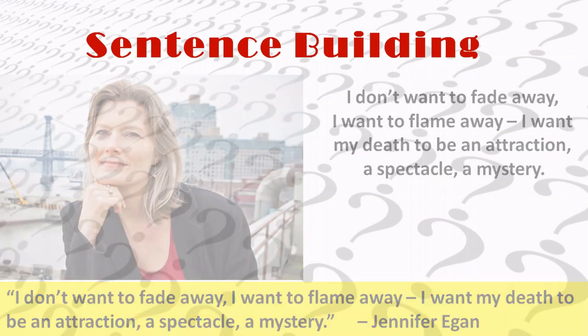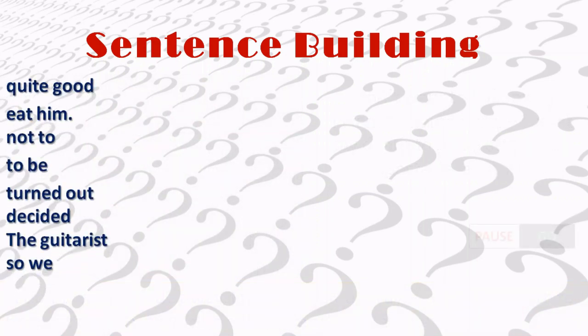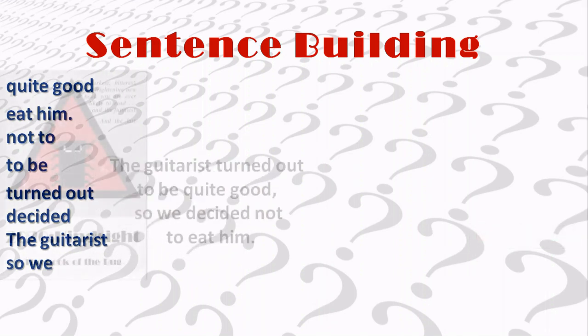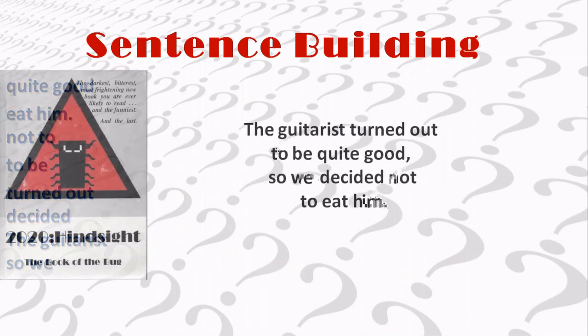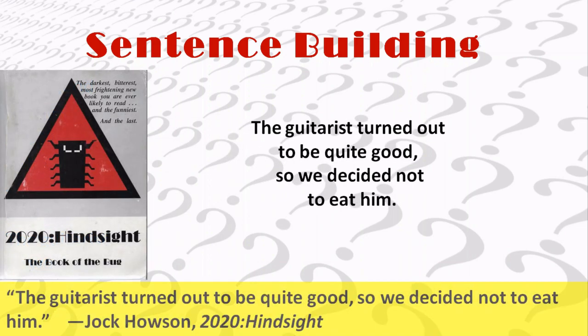Here's the last one. Try and work out what this sentence should be. Press pause and have a go. The sentence should be, the guitarist turned out to be quite good, so we decided not to eat him, which is the opening line of the book 2020 Hindsight by Jock House.